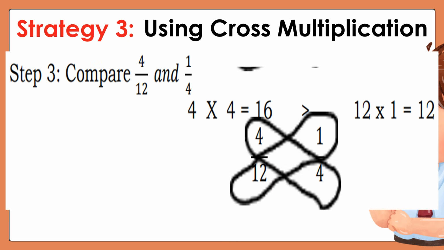Step 3, compare 4/12 and 1/4. 4 times 4 is equal to 16. 12 times 1 is equal to 12. Therefore, 4 times 4 is equal to 16 is greater than 12 times 1 is equal to 12.